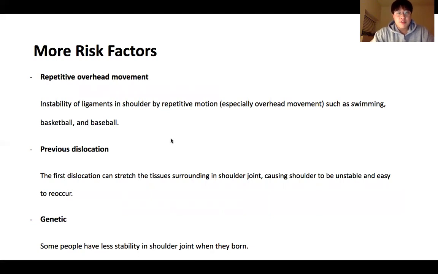Another risk factor is previous dislocation. The first dislocation can stretch the tissues surrounding the shoulder joint, causing the shoulder to be unstable and easy to reoccur. Genetics is another: some people have less stability in their shoulder joints when they're born.